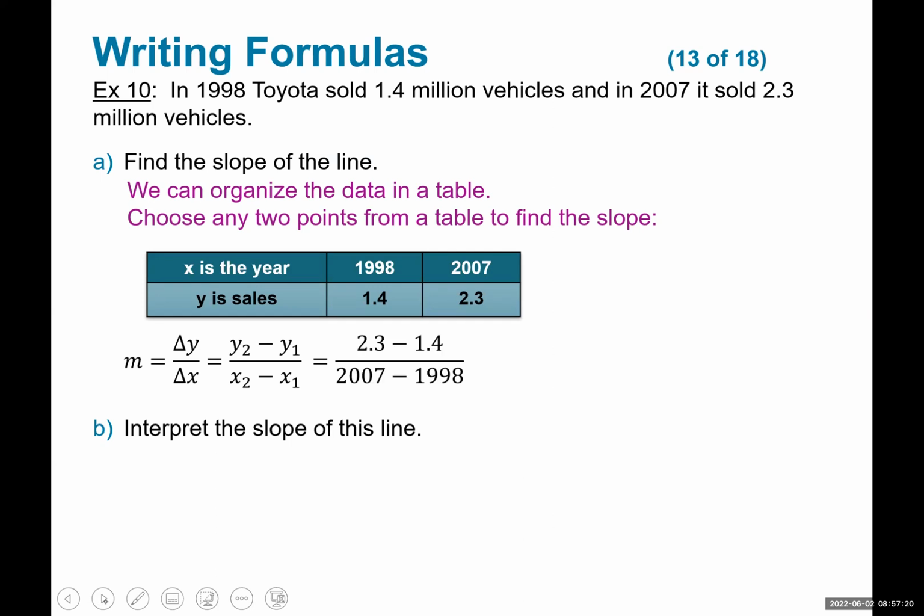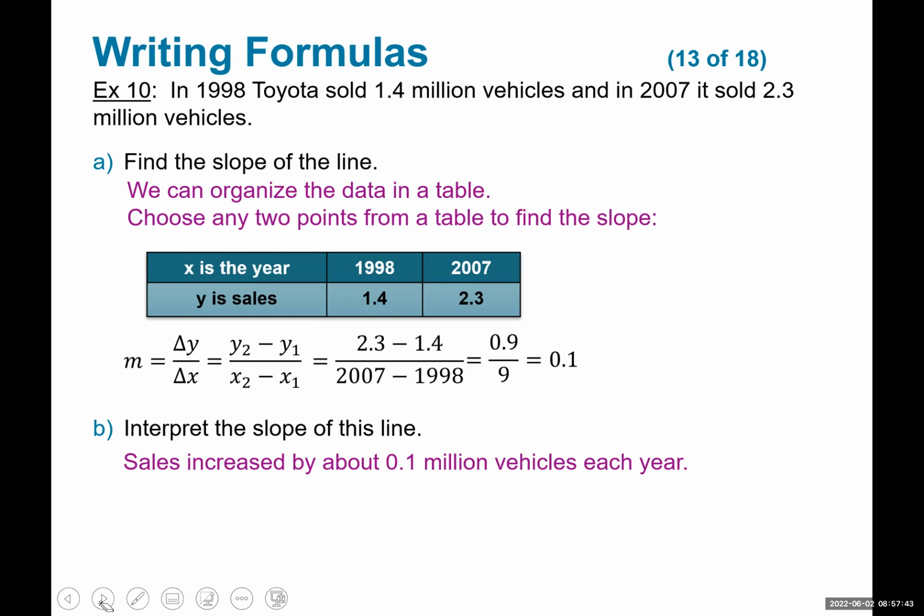So the change in Y, the change in how much they were selling, is 0.9. And the change in years, that's 9 years that passed. So 9/10 of a million over 9 years means that there was a change of 1/10 every year. Increased by 1/10 of a million. That is 100,000 vehicles each year.